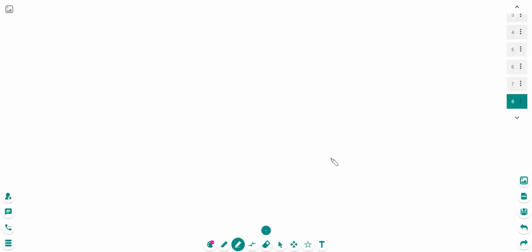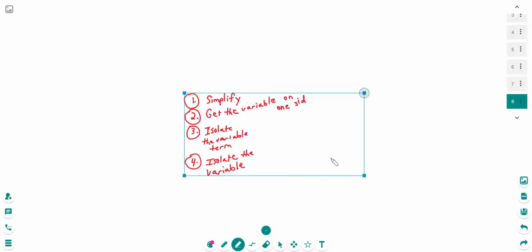So remember, I would say the biggest takeaway here is that we need to remember these steps. So first, we simplify both sides, and then we need to get the variable on one side. Oh, one side. Somehow I lost the E. On one side. And then we need to isolate the variable term, and then we isolate the variable. All right? So if you can remember these 4 steps, these equations aren't difficult. There's just a lot of steps to it.